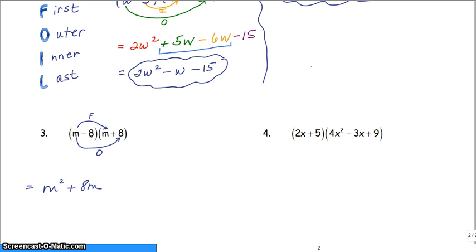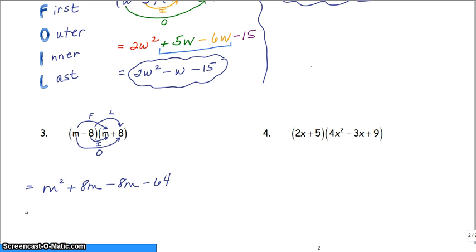Then we want to distribute the negative 8, and to do that, that's the I of FOIL, the two inside numbers together, so negative 8 times m would be a negative 8m. And then the L of FOIL would say to take the negative 8 times the positive 8, and that would give us a negative 64.